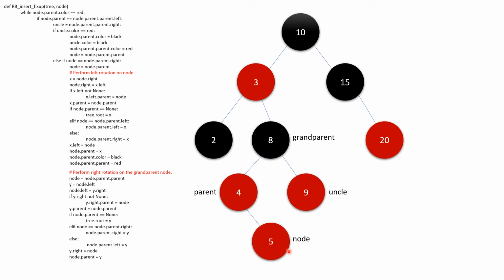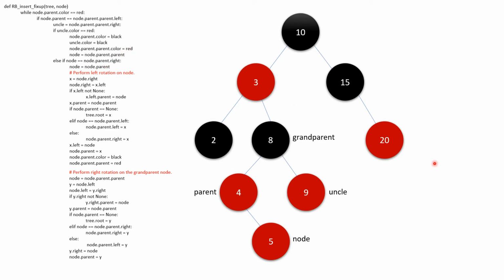So we can see here we've got the node, we've got the node's parent, the grandparent, and the uncle. We'll go through the code, and if the node's parent is the left of the grandparent, make the uncle the right. And then if the uncle's color is red, so this is when we're going to run this block of code because the uncle's color is red here. So we're going to go through and change some of the colors.